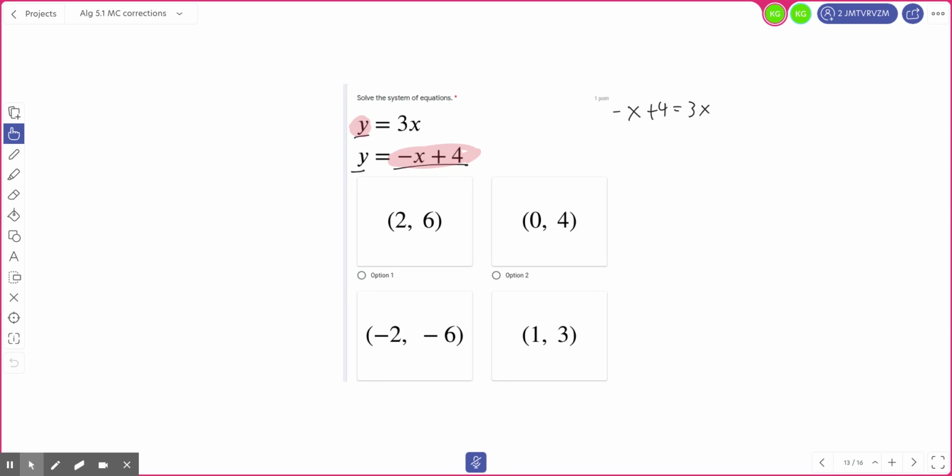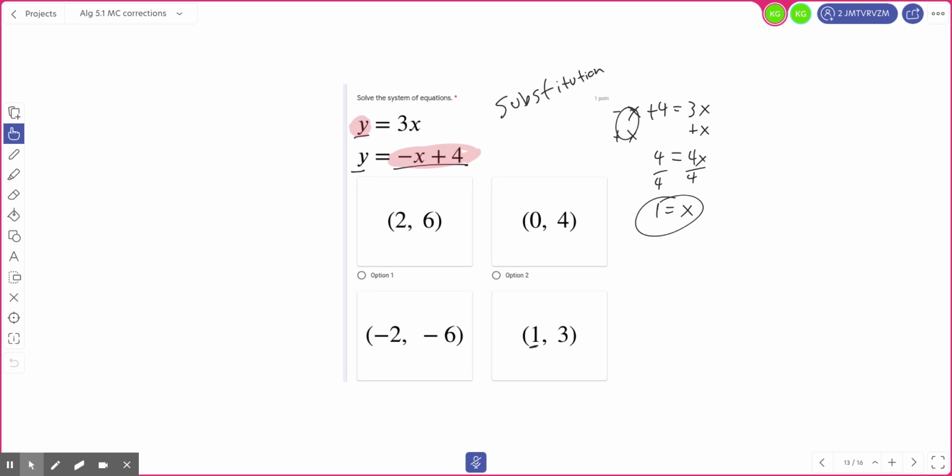So that's substitution. And now I'm just going to solve for x. So I go plus x, and this is 0. So 4 equals 4x, divide by 4, divide by 4, and that gives me 1 equals x. Okay, now the only one of these that has that is option 4, so that is going to be my correct option.